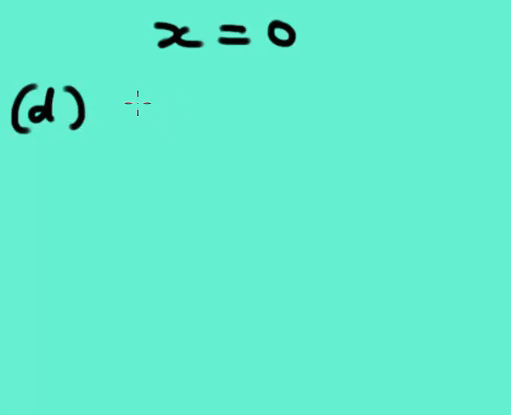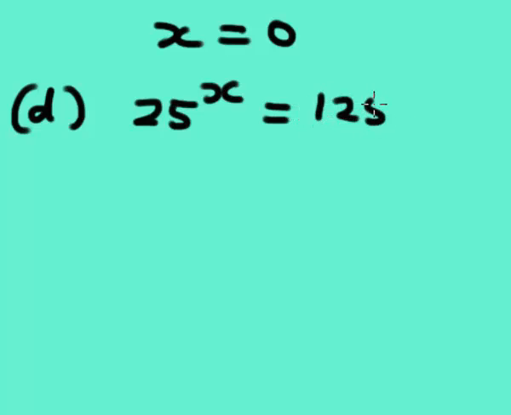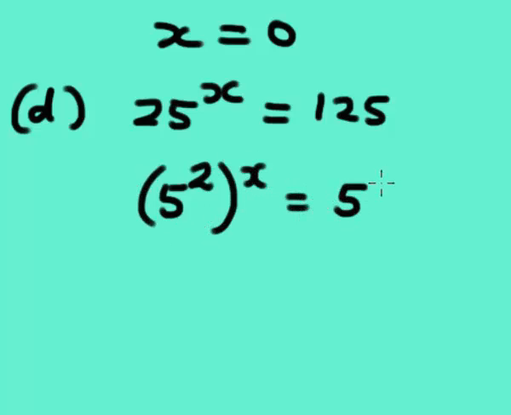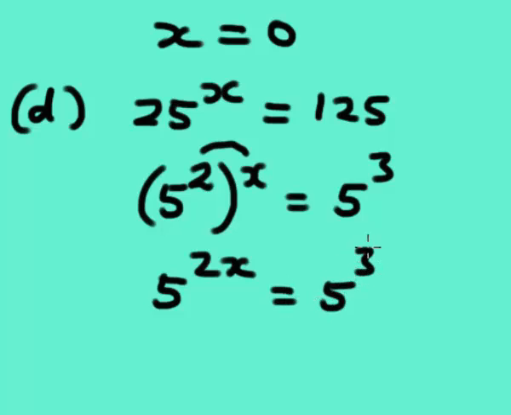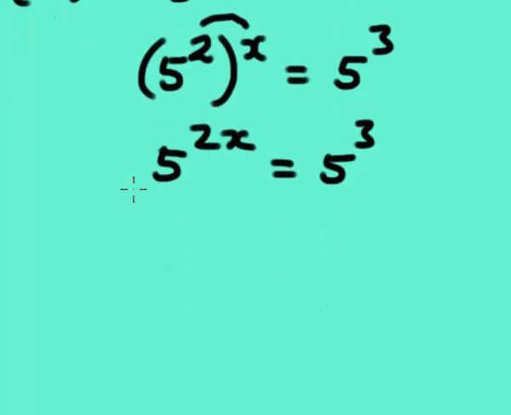What if you had to solve for x with this equation? 25 to the exponent x is equal to 125. Now the trick is to get the bases the same. 25 is 5 squared, to the x, and 125 is 5 cubed. Now if you multiply those using the laws of exponents, you get 5 to the 2x is equal to 5 to the exponent 3. Okay, so the bases are the same, so you can equate the exponents.